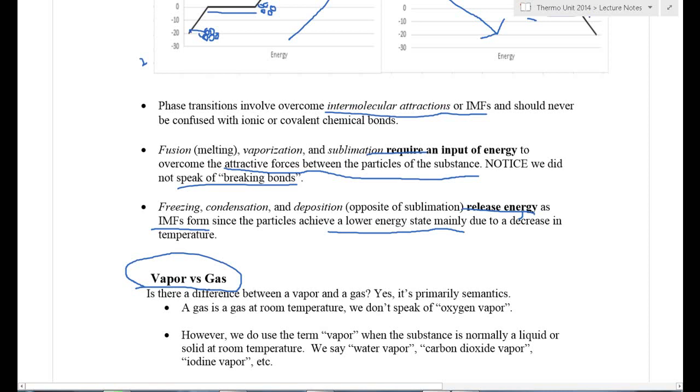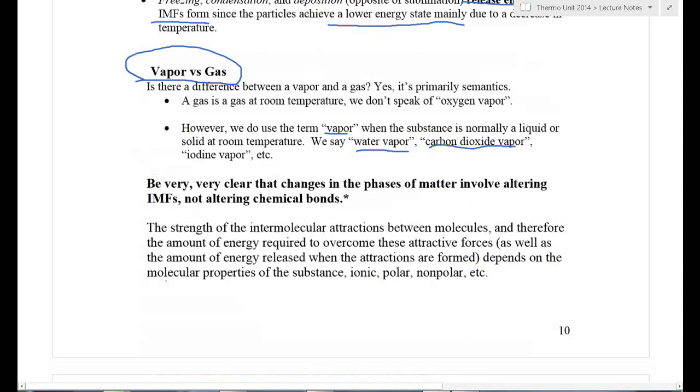But if we talk about something that is in the gaseous state, that is not normally a gas at room temperature, we call it a vapor. So water, for instance, is normally a liquid at room temperature, but if we have vapor at room temperature, we're going to call it water vapor as opposed to water gas. Okay? So we talk about carbon dioxide vapor.